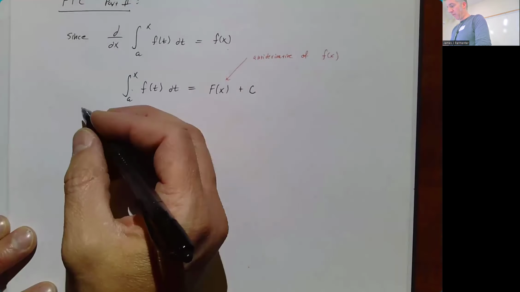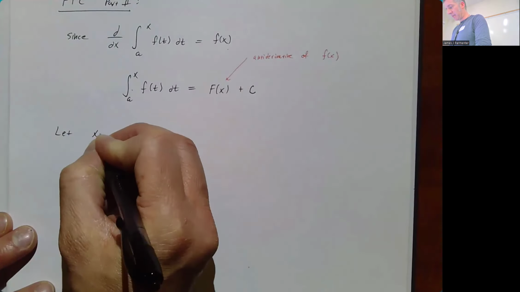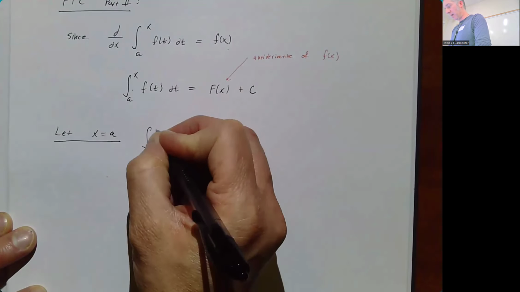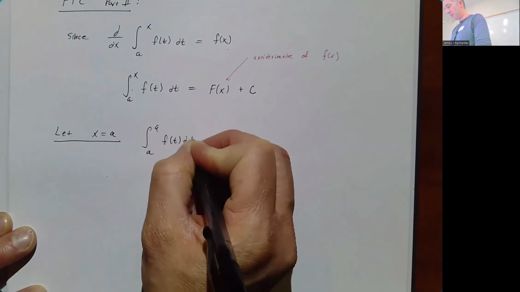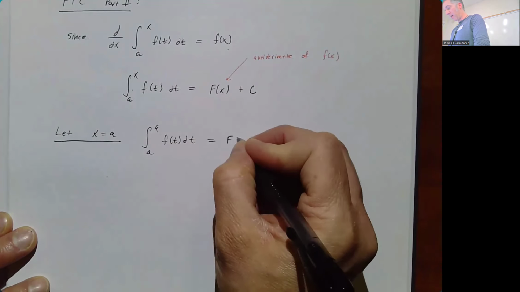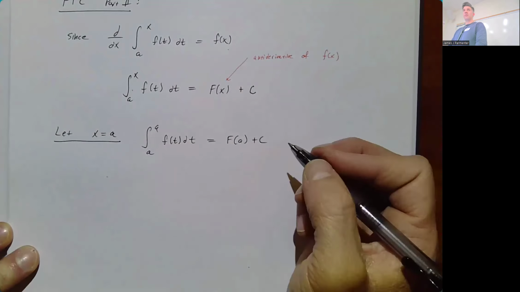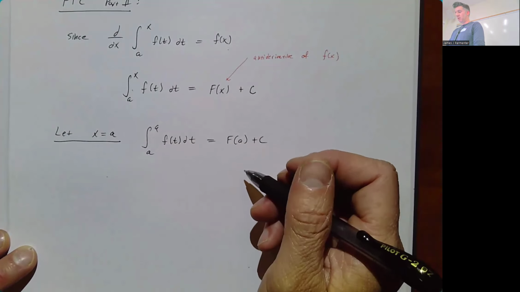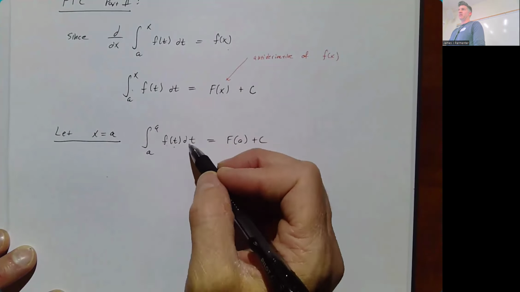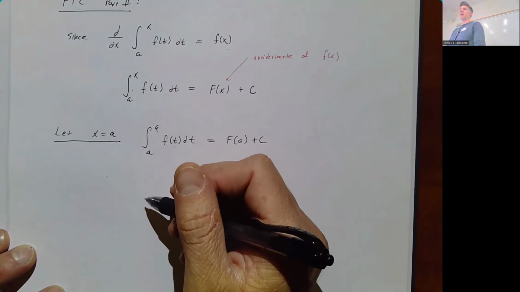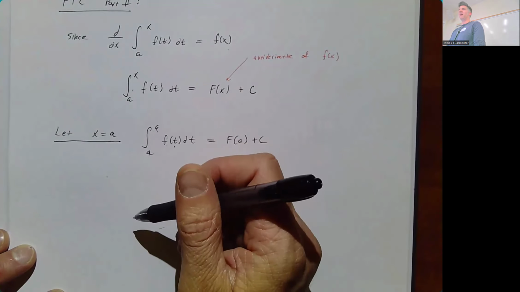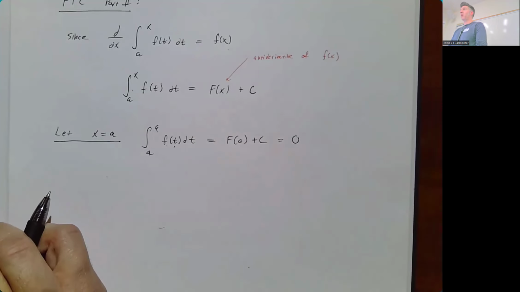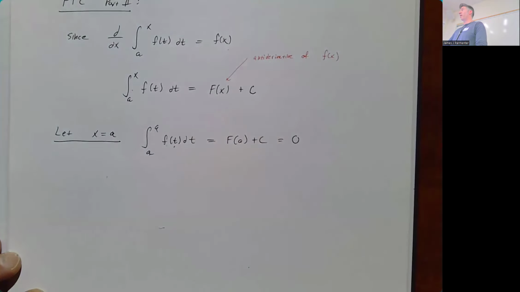So if we let x equal a, then the integral from a to a of f of t dt, I'm just going to plug in a and get F of a plus c. Can everyone show me on their fingers what the integral from a to a of f of t dt is? How much area is under f of t if I start at a and end at a? That's 0. We started at a, we stopped at a, we got no area.